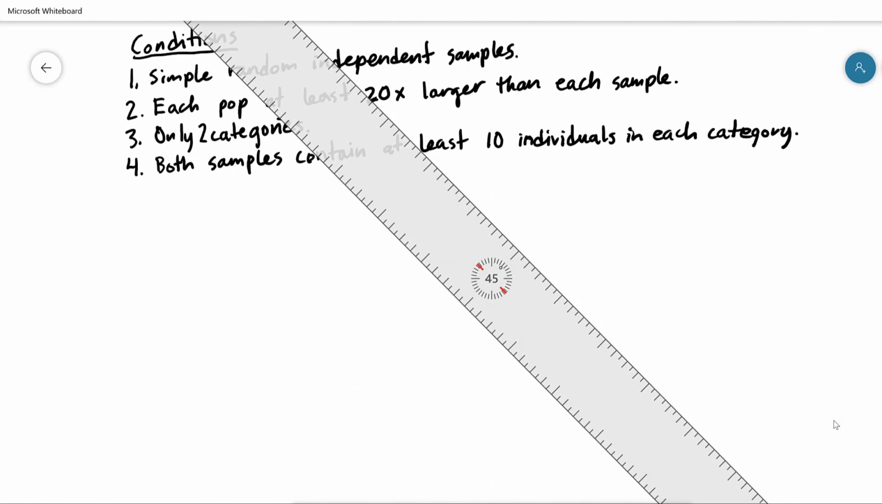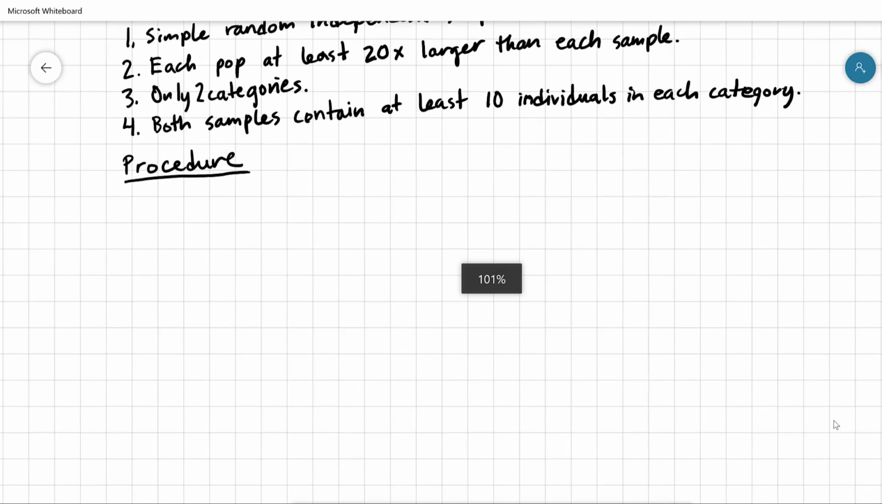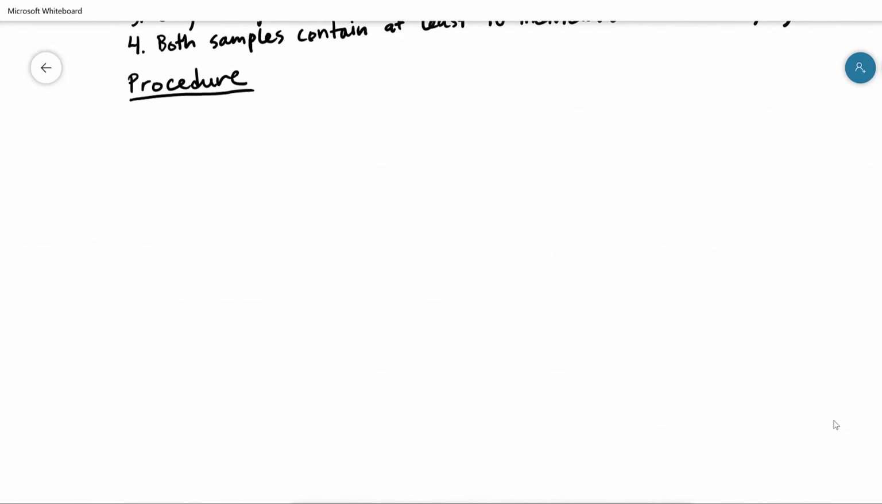And the procedure for this should also look familiar. It's the same 6-step procedure that we've now done, I don't know, 4 or 5 other times. So step 1 is always to state the null and alternate hypothesis. And in this case, the form of the null and alternate hypothesis are as follows.